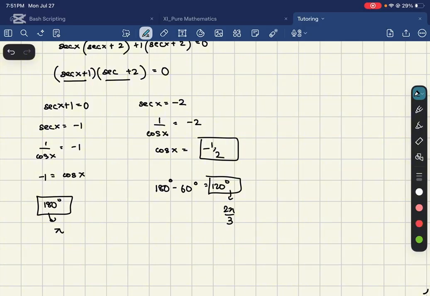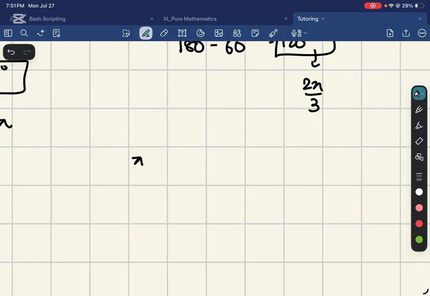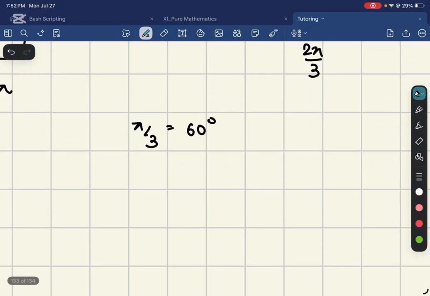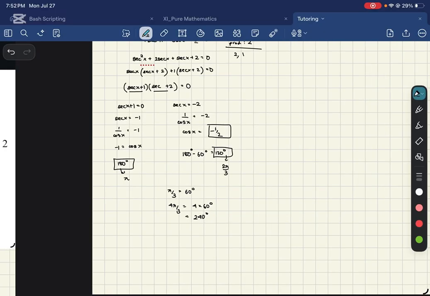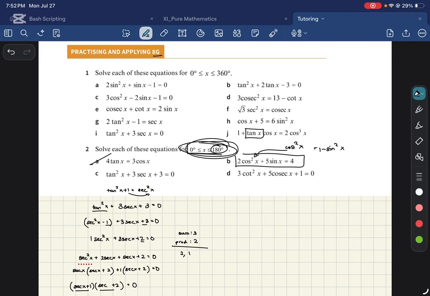So your textbook lists 4 pi by 3. If you remember, pi by 3 is 60 degrees, right? In radians, 4 pi by 3 is going to be 4 times 60 degrees. So that's 240 degrees. And 240 degrees is outside of this domain restriction.